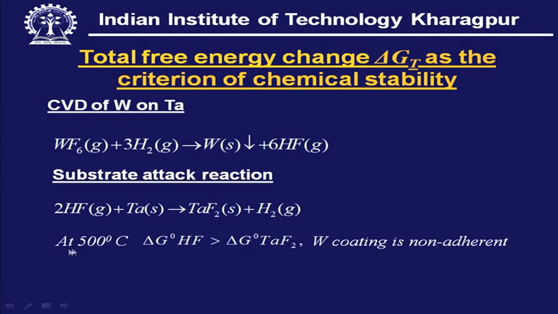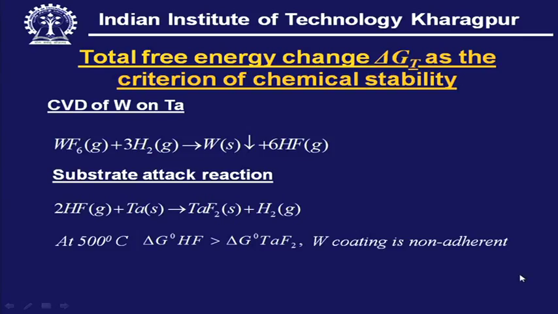And as we see, at 500 degrees, delta G 0 of HF is greater than that of tantalum fluoride. That means this is more negative and more stable. And as we have discussed, this tantalum fluoride is going to be a stable compound deposited adhering on the substrate. So, this tungsten cannot have a direct contact with the substrate, and it is being deposited on this. So, the coating will be non-adherent.